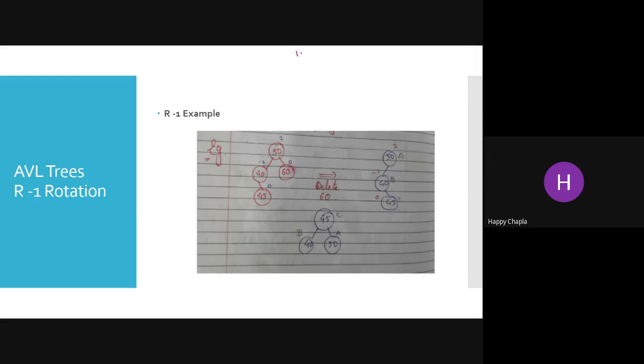Like we have 100 over here in the root node. I have 80 over here, and in the right of 80 I have a 90, and in this right hand side I have 110, and I want to delete 110. What would be the answer?